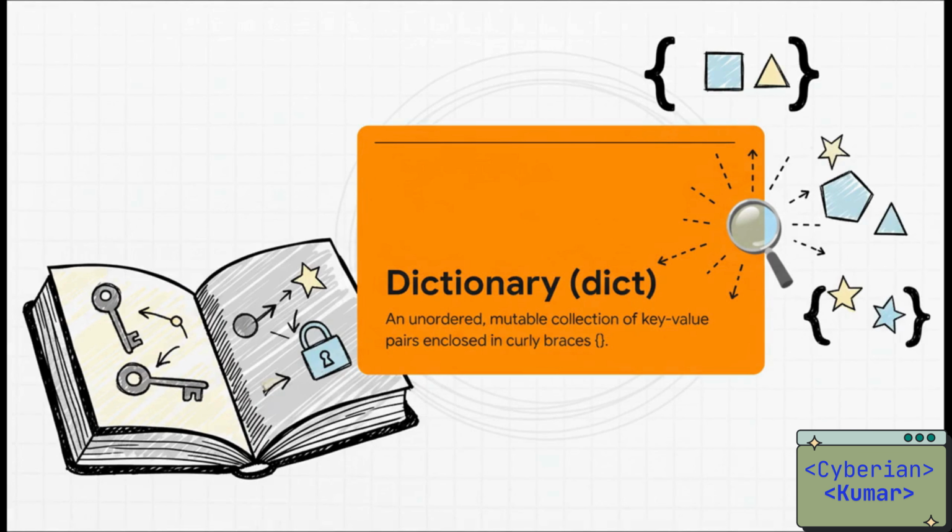And finally, the dictionary. This one's a total game changer. It's not about order at all. It's about looking things up. You store information in key value pairs. So you don't ask for the first item, you ask for the item that goes with a specific key, like name. This is incredibly fast and so powerful.